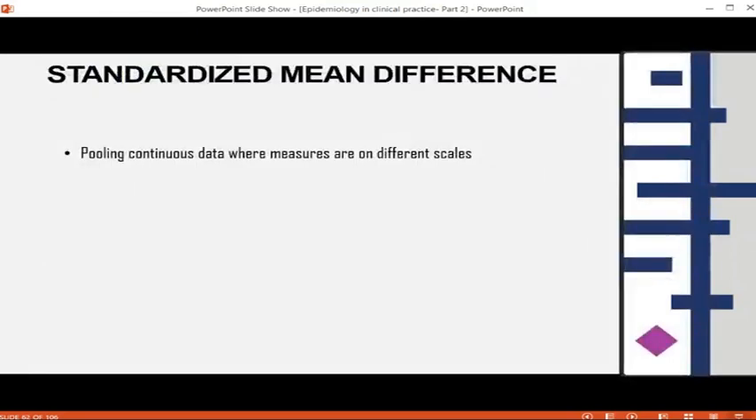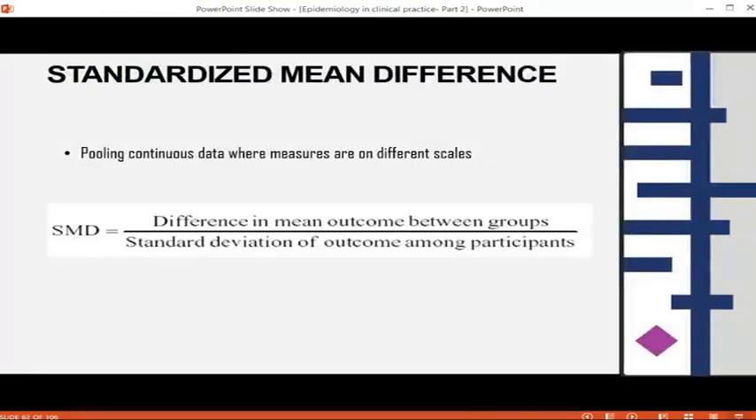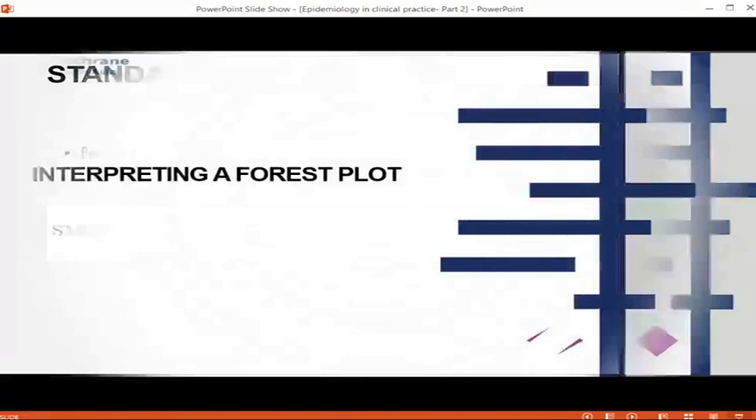When you're looking at standardized mean difference, what you're doing is you're looking at the mean outcome difference between the groups and dividing it by the standard deviation of the outcome. So what you then convert your results into is units of standard deviation. It's a slightly more complicated way of trying to interpret the data, but that's what you can do.